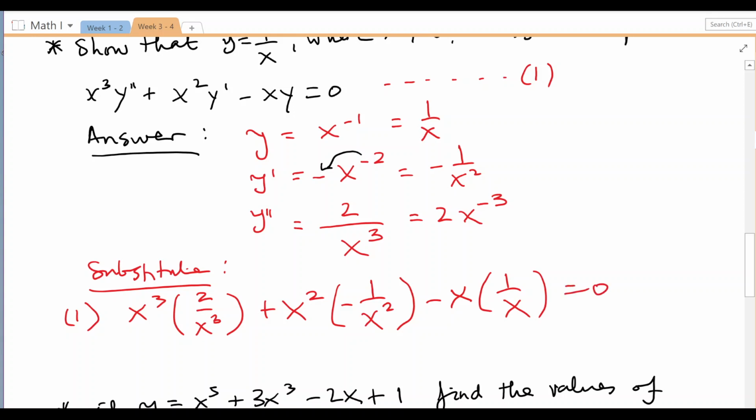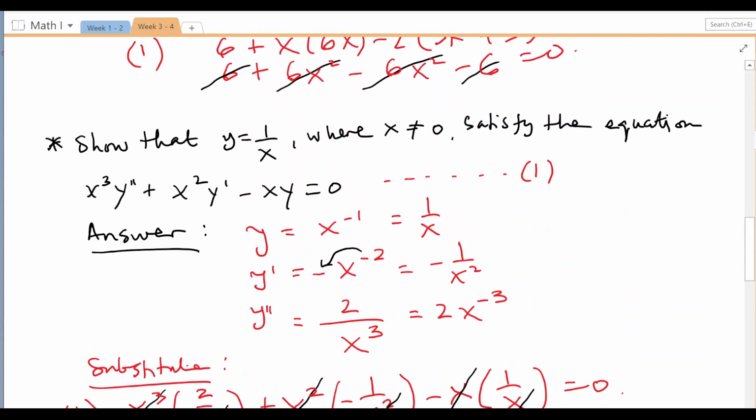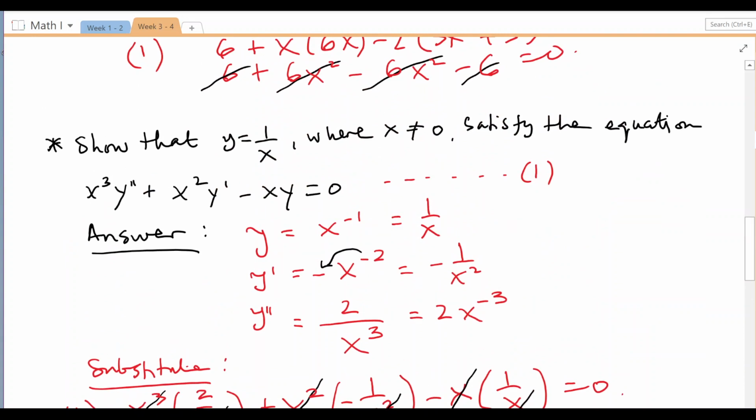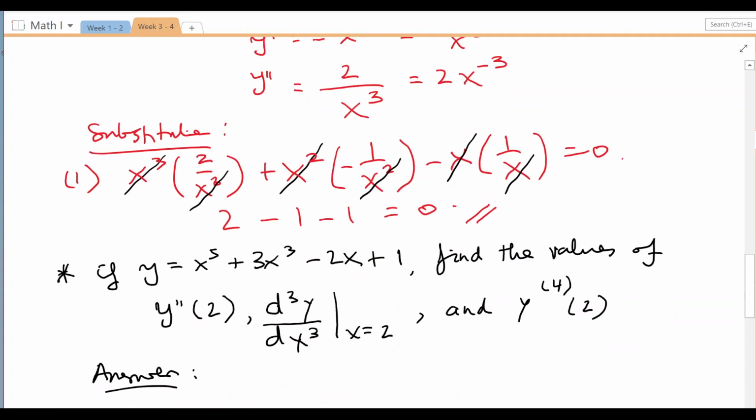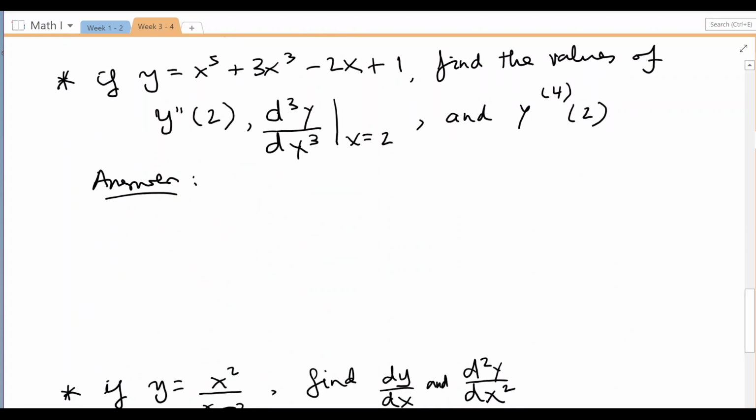Does it equal 0? Let's see. So this one, x gets cancelled with that one, and then this one gets cancelled with that one, and then this one is cancelled with that one. So we have 2 minus 1 minus 1, yes, it equals 0. So equation number 1 satisfies the function and its derivatives. Okay, let's next try the next one.